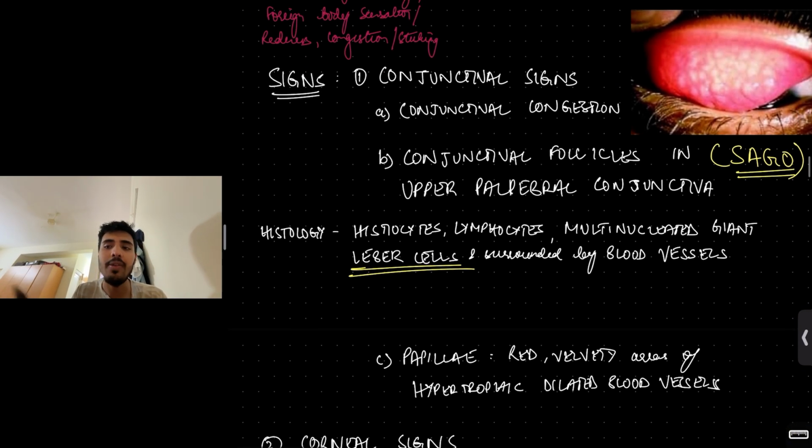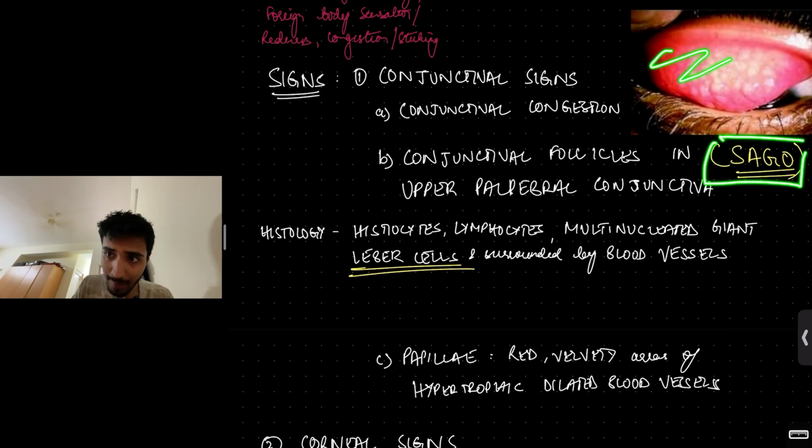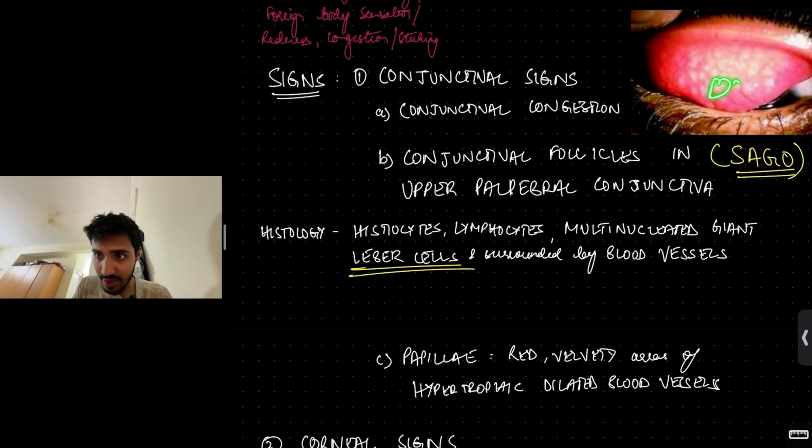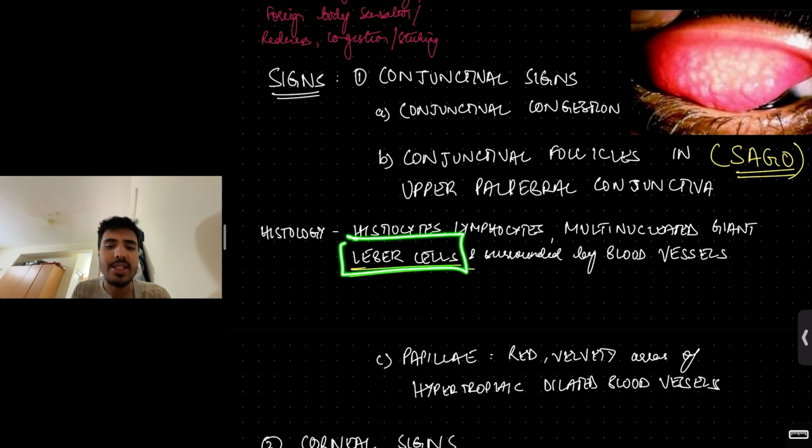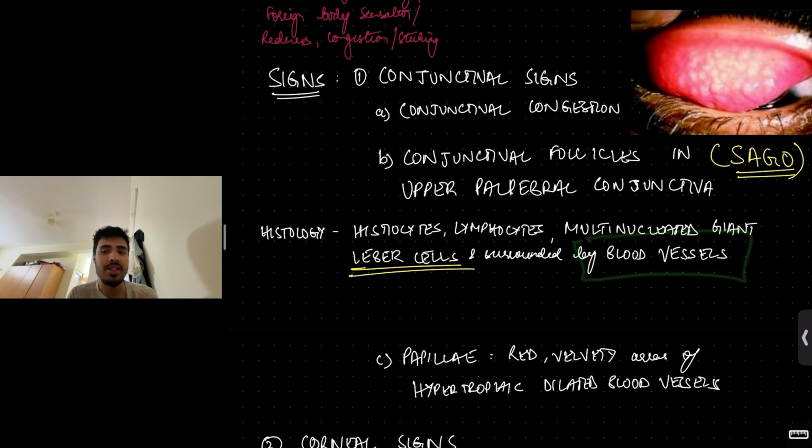Now, signs in trachoma we always go part by part. Conjunctival signs, like any other conjunctivitis, you will have conjunctival congestion. Important here is sago grain follicles only in the upper palpebral conjunctiva. As you can see here, these sago grain follicles, these conjunctival follicles in the upper palpebral conjunctiva. And when I do histopathology of these sago grain follicles, I can see WBCs, I can see histiocytes, and most importantly, I can see multinucleated giant Leber cells. These multinucleated giant Leber cells, histiocytes, WBCs, they're all surrounded by blood vessels. So that is how it appears under histological section.